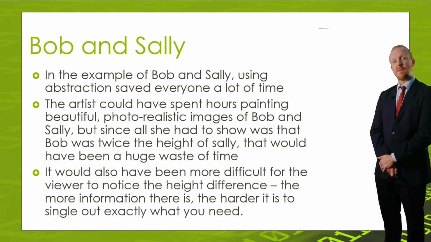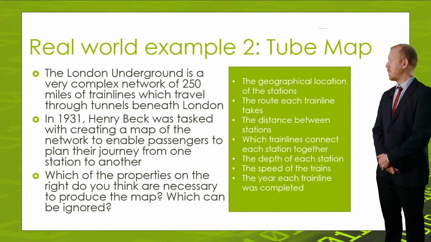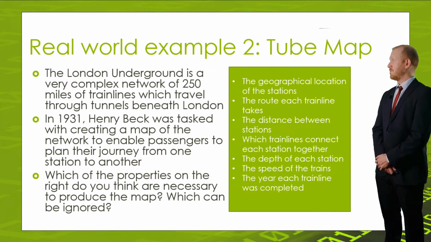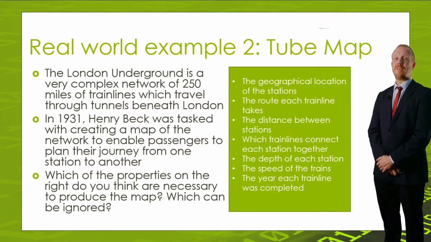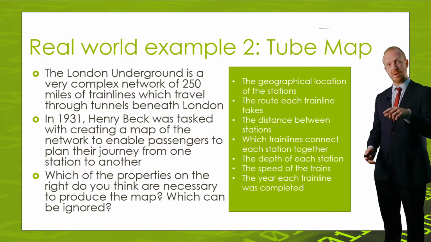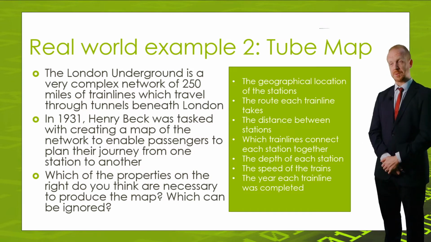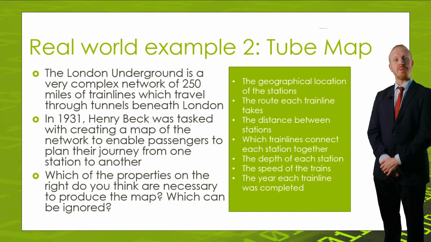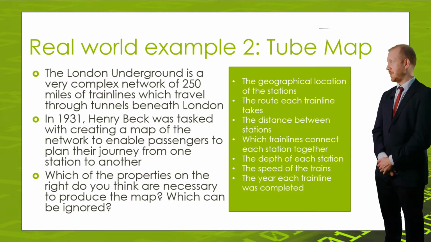We can see that even more in our second example, which is the London Tube map. Now the London Underground is a very complex network of 250 miles of underground train tunnels. In 1931, Henry Beck was tasked with creating a map of the network that enabled passengers to plot their route between different stations. He used some very clever abstraction in order to make the map really easy to use.